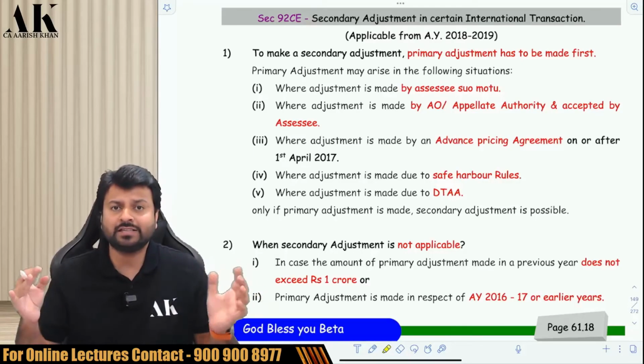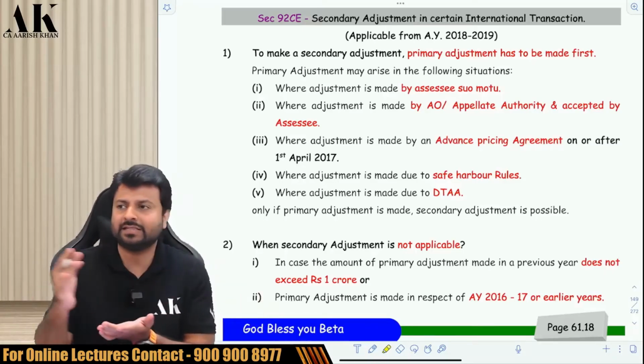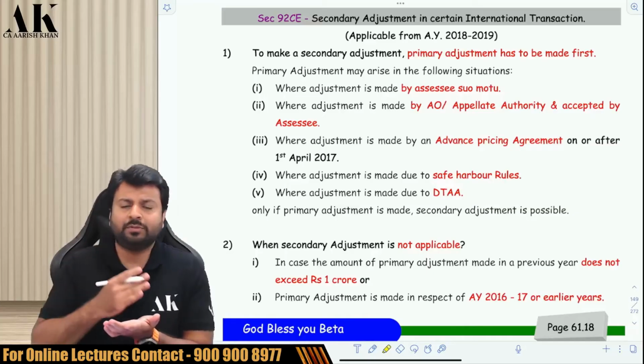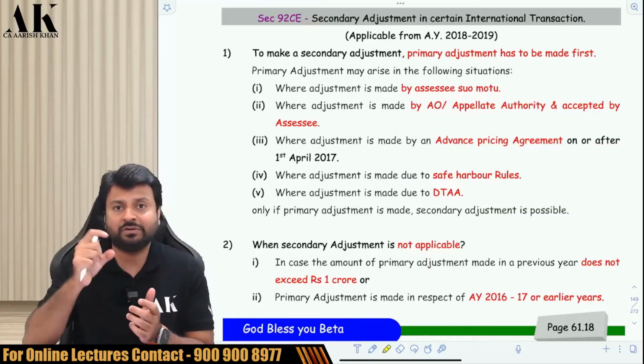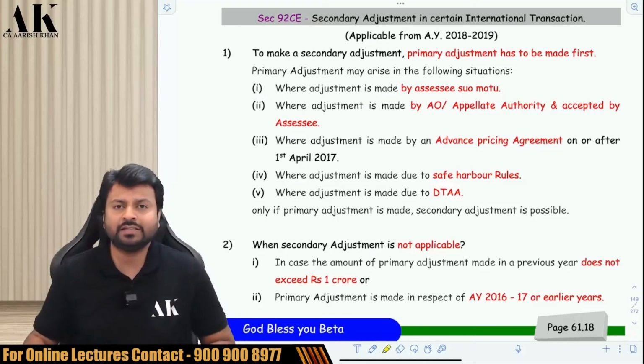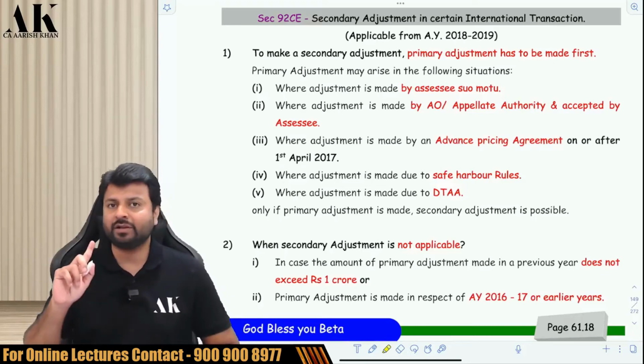So what is a primary adjustment? It can be done by whom? Primary adjustment is nothing but the difference between the arm's length price and the price at which you do the transaction. Suppose you are selling something at 3,000 rupees but the arm's length price is 5,000 rupees. So the difference between the two, 2,000 rupees, is your primary adjustment. Now a primary adjustment can be made by many parties.